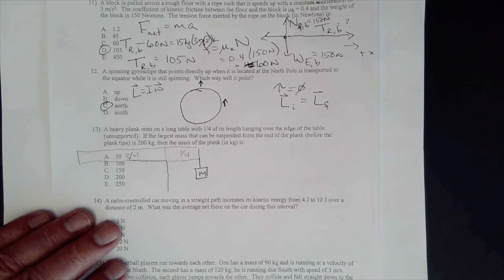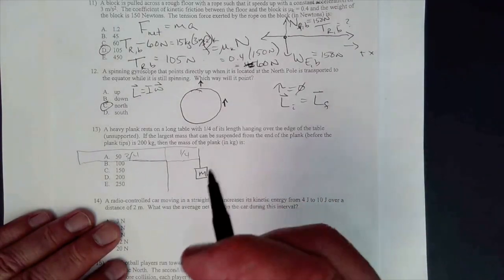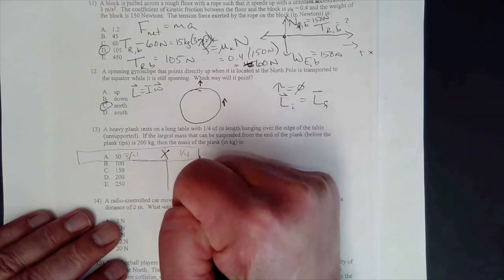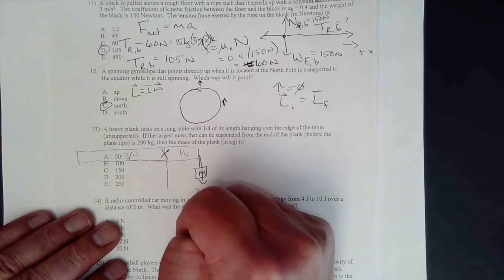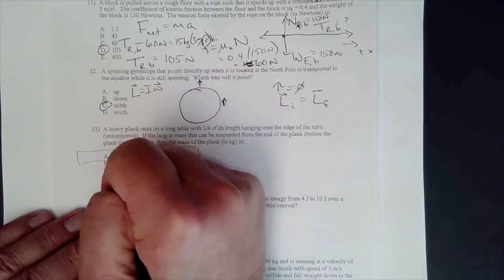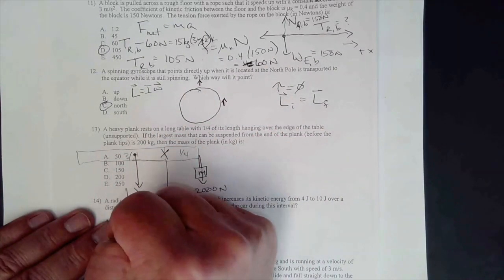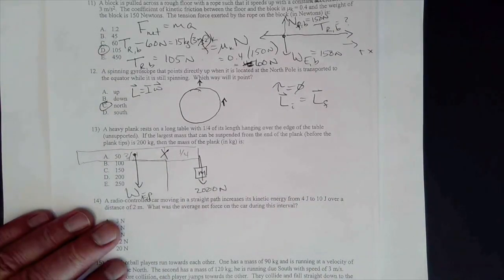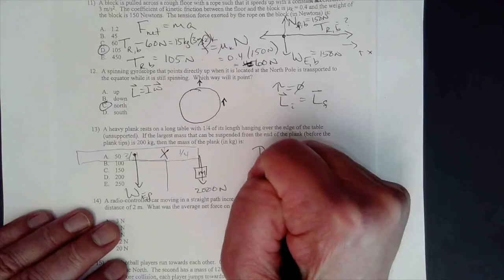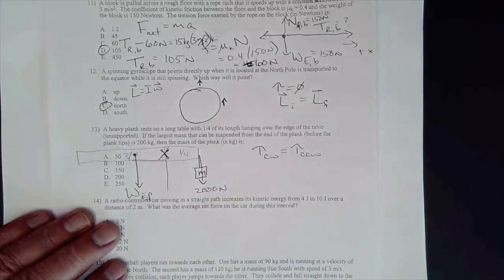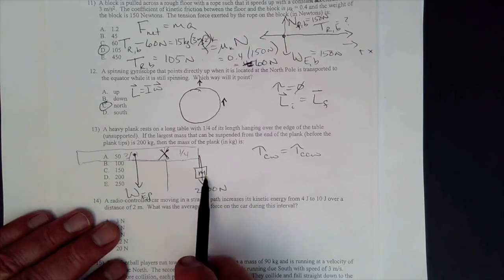Well, if I draw an extended free body diagram and I use this point as the pivot, I have a force down that is going to be 2,000 newtons. And I have the weight that's going to act at the center of mass on the plank. Now, if I balance all the clockwise torque with all the counterclockwise torque about this pivot point right here, well, I have this force trying to make it go clockwise, and this one trying to make it go counterclockwise.